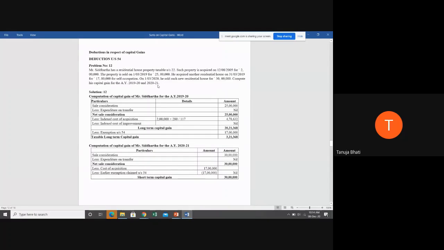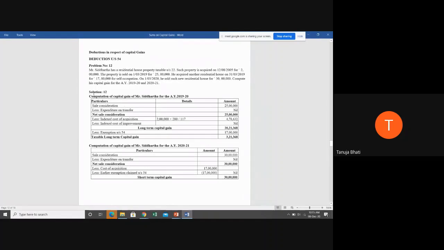Now here we can see that he is having a residential house property, and whatever capital gains he will be getting from that residential house property, he is investing in another residential property. So here he can get exemption under section 54, because under section 54 we know that on sale of one residential property, the gain of which is invested in another residential property within a period of 2 years after the date of transfer, or construction within a period of 3 years after the date of transfer, you can get deduction under section 54.